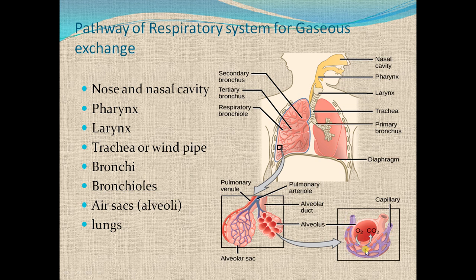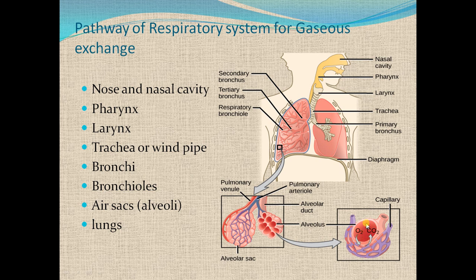Now let's discuss the pathway of the gases. The air enters the nasal cavity through nostril and comes to the pharynx region, or it may also enter through the mouth to the pharynx region, and from the pharynx region it enters into the trachea or windpipe, then into the bronchus, then into bronchioles, and finally into the air sac, and then into alveoli.